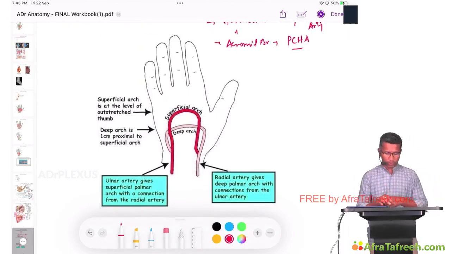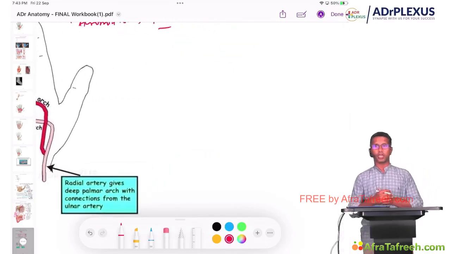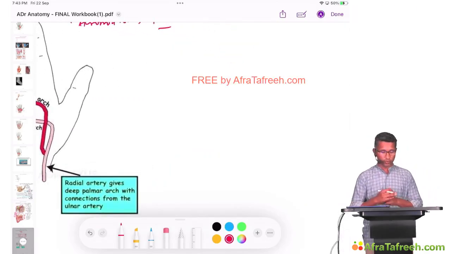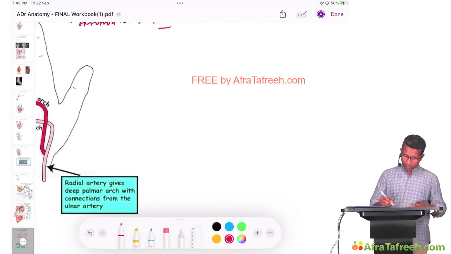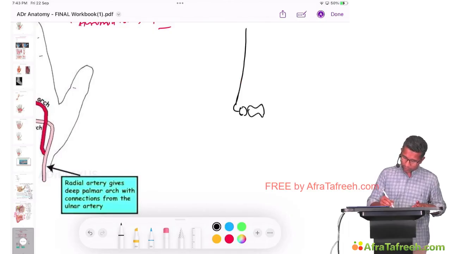Before going into the anastomosis around the palm region, we'll draw a simple diagram to understand the anastomosis around the elbow region, which is also again important. I'll draw a simple diagram here. This is the distal humerus, so lateral epicondyle, capitulum, this is the trochlea, medial flange of the trochlea. This is the medial epicondyle.